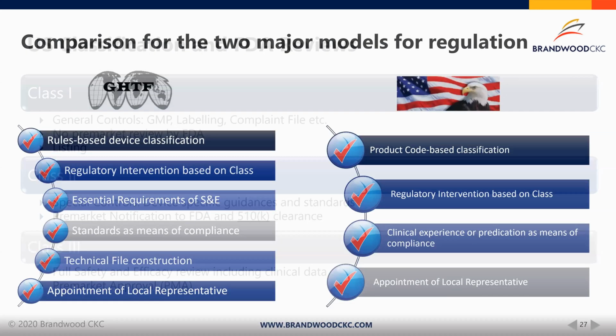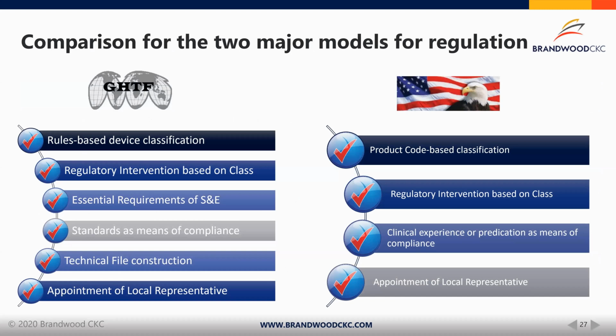I've included this slide because I thought it was a good comparison between the 2 major models. Like I said before, GHTF is all about risk, and it is a rules-based classification, which comes from your intended purpose, whereas the US is sort of product code, which is, what is your device? This is the product code that is relevant to your device, and this is the work that is required.